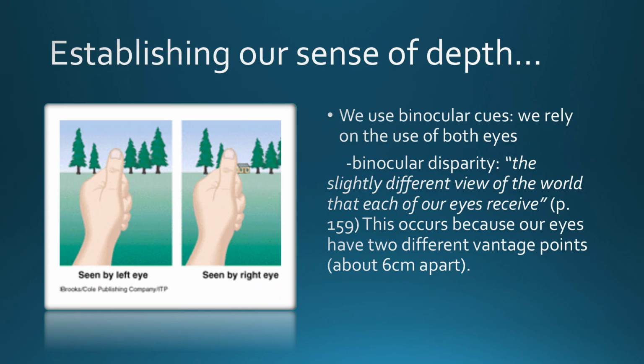So how do we establish our sense of depth? We use binocular cues. In other words, we rely on the use of both eyes. Binocular disparity is the slightly different view of the world that each of our eyes receive. This occurs because our eyes have two different vantage points. As you can see from the diagram on the left, your right eye sees something different than your left eye sees. So the combination of those two different views helps us establish depth.